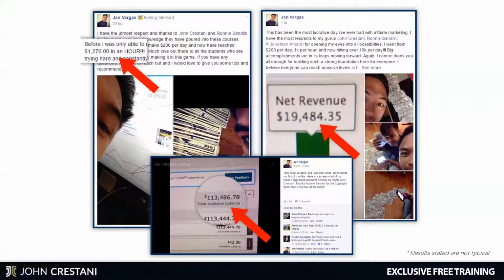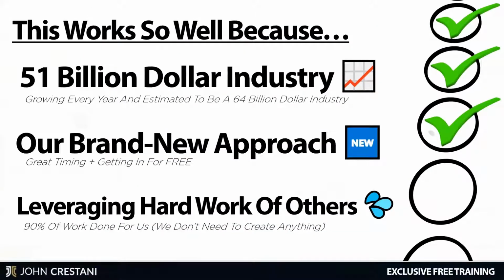Now, I realize your skepticism radar might be going off right now, and it's natural to be skeptical. But by the end of this training, you'll see that every claim we make, we back up, and our student results don't lie. You'll quickly realize that the way we can do this is faster, can make you more money, and is easier to scale than anything else out there today. And that's because this is a $51 billion industry and growing. This is a brand new approach, and you are leveraging the hard work of other people. This is hands down the best way to make money on the internet. And it's just by following these 3 simple steps.